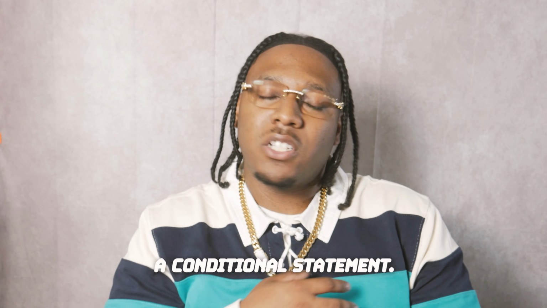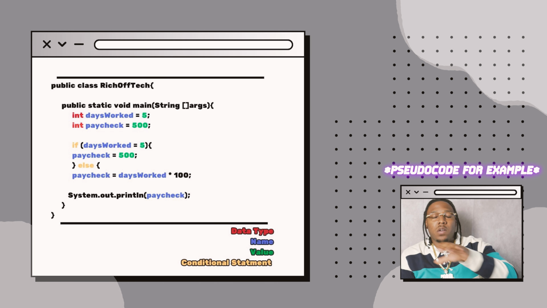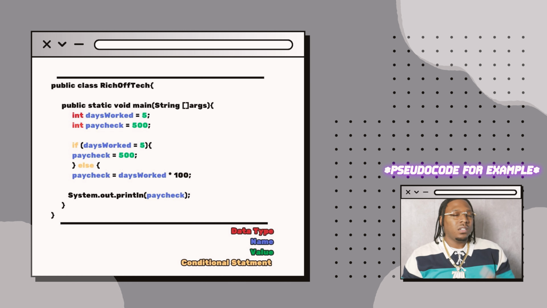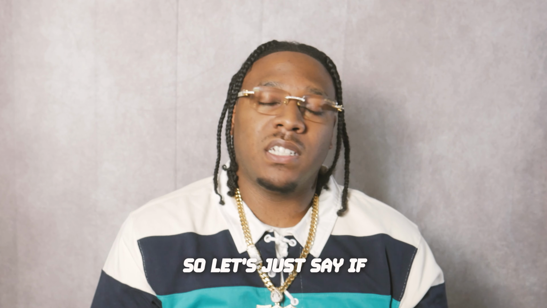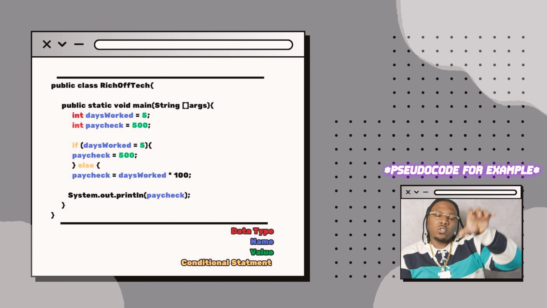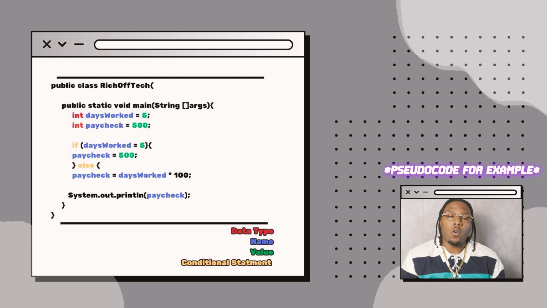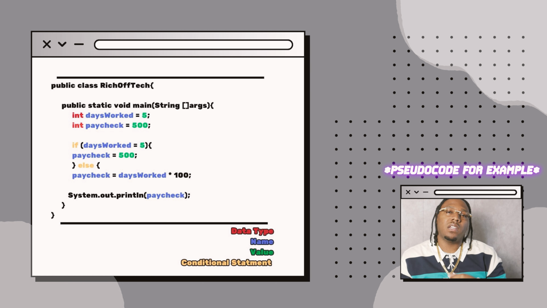So say we have a conditional statement, such as if I work 5 days per week, my paycheck will be 500. So in order to get the full $500 paycheck, we have to work 5 days. But what happens if I only work 4 days per week? So let's just say if days worked is less than 5, then paycheck would equal 400. However, since we worked more than 4 days, that conditional statement won't apply and it'll go directly to the line of code below that block, which has the value of paycheck set to 500.